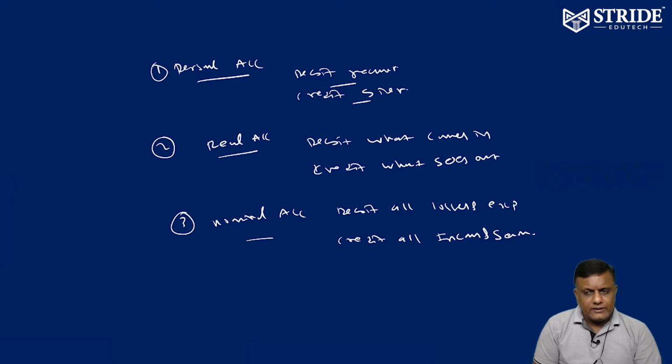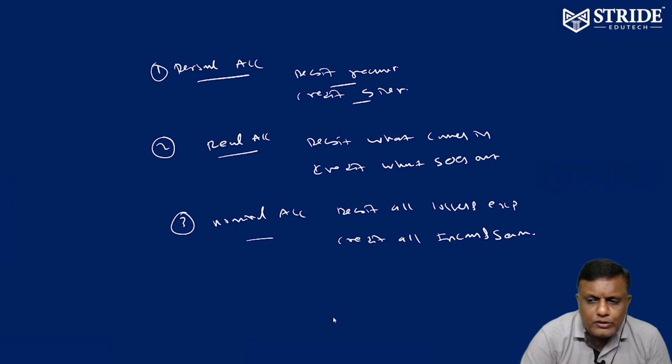So debit the receiver, credit the giver: first golden rule. Second golden rule, debit what comes in, credit what goes out: real account. Third, debit all losses and expenses, credit all incomes and gains. So these are the three basic ideas. Right. Now there are two approaches in accounting.